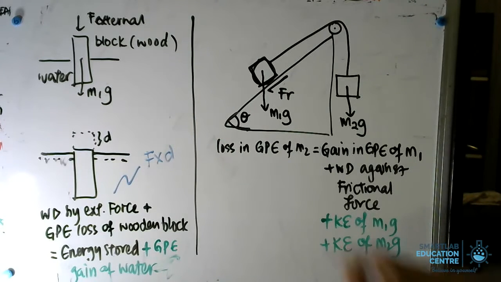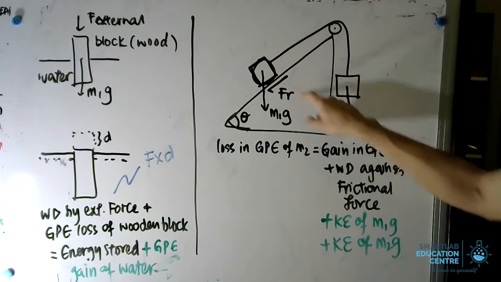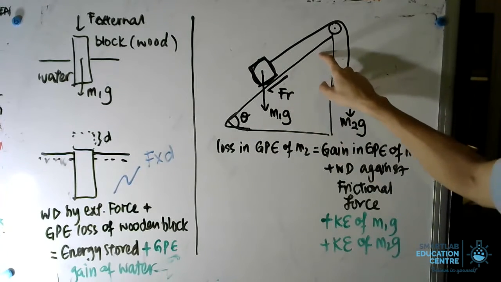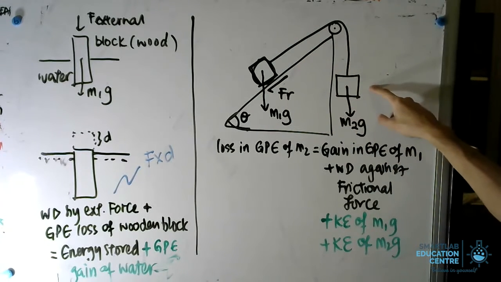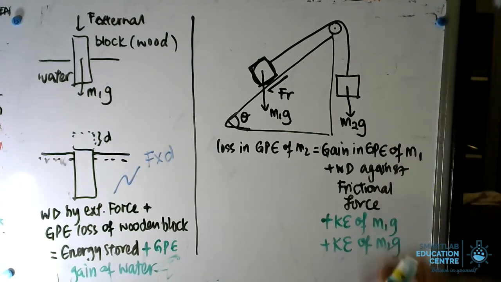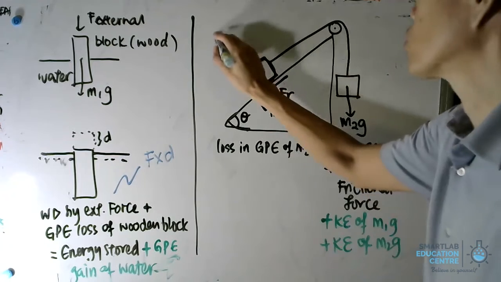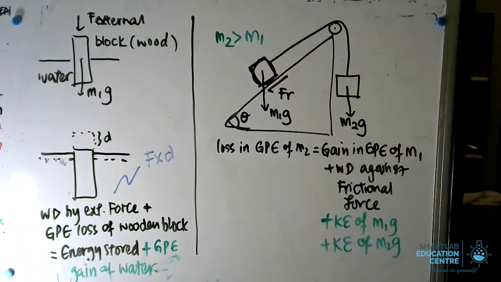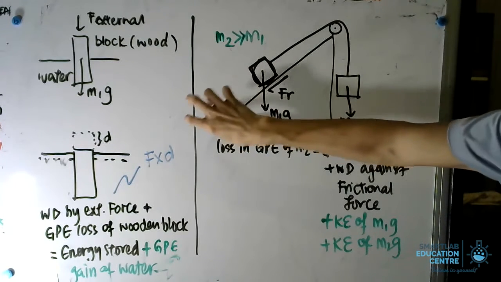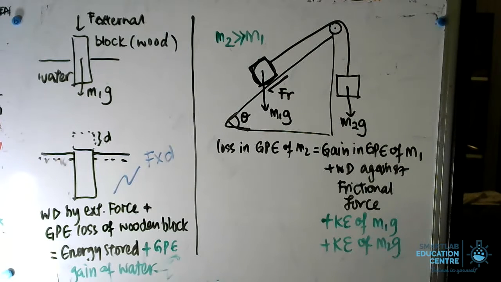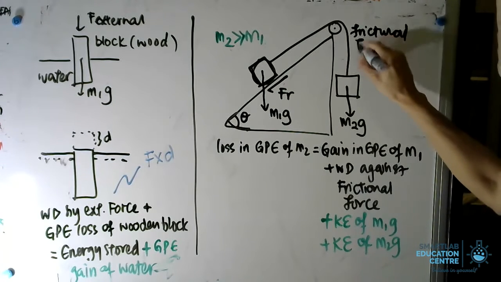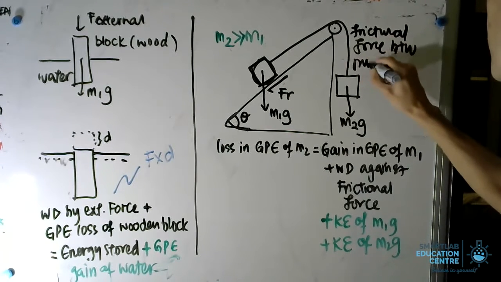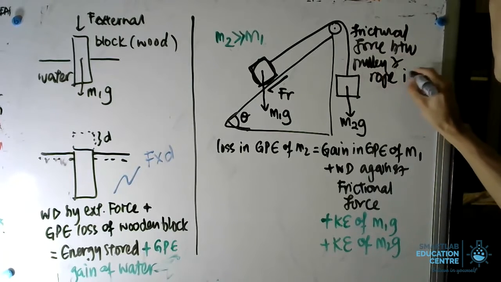In the next example, we have a mass M1 sitting on a slope, and there will be frictional force. It's connected by a pulley to a block M2. In these questions, the setting will be that M2, the mass of 2, is significantly larger than M1. Because of that, the motion will be such that M1 will be moving up the slope, and M2 will be going down. Of course, we are also assuming the frictional force between the pulley and rope is negligible.